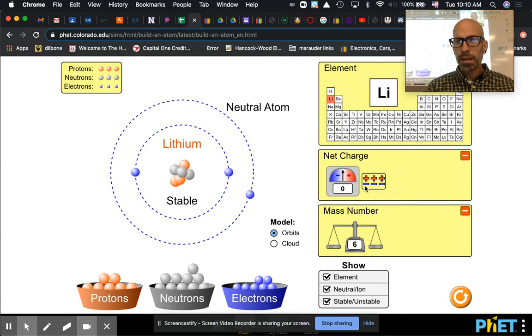So you can't just start throwing protons in to make something be positive. So how do we make lithium positive? Well, you have to take out an electron. You have to remove one of the negatives. You can't just add the positive in there. You have to remove a negative to make it positively charged. So I hope that makes sense.